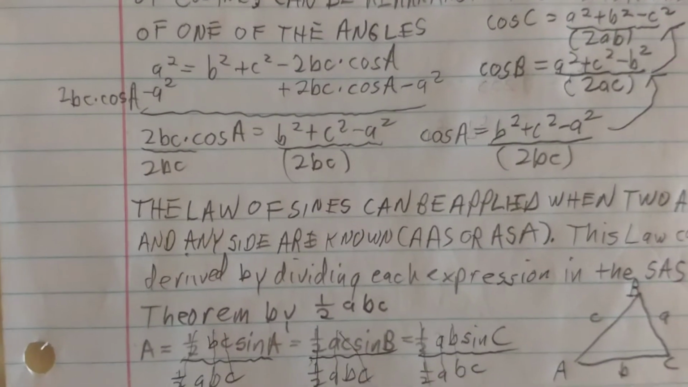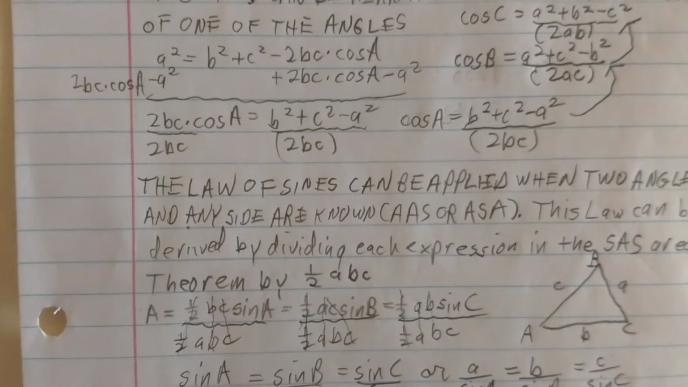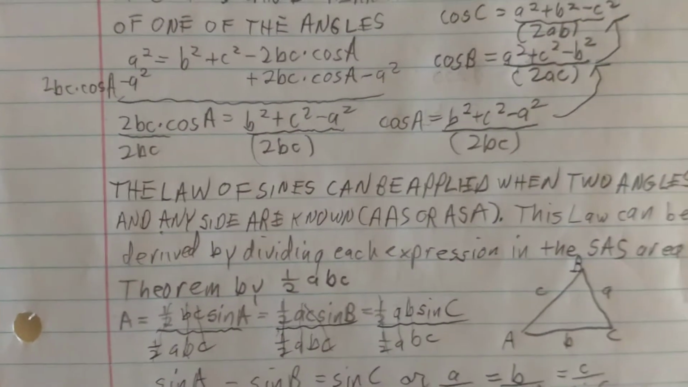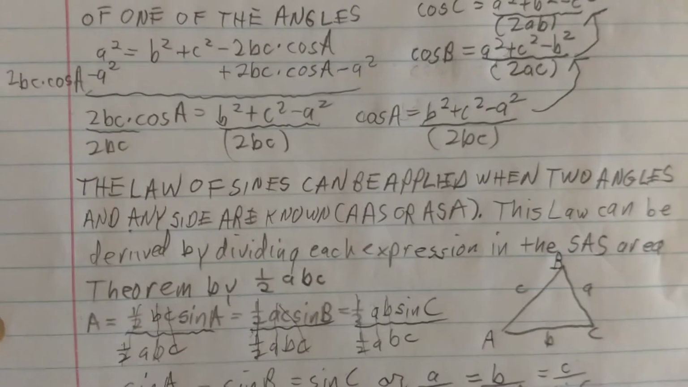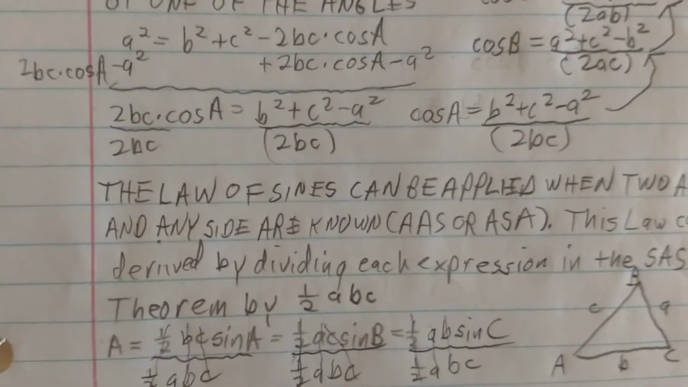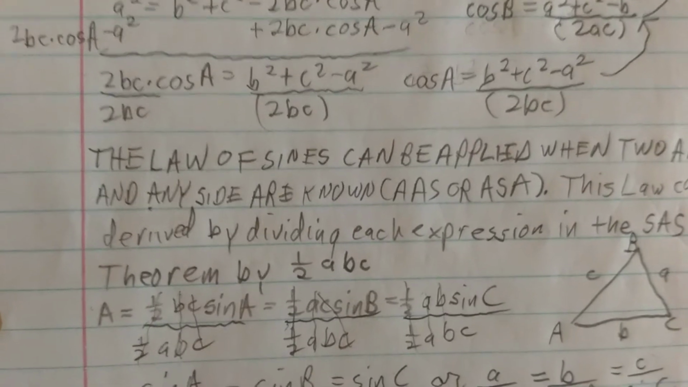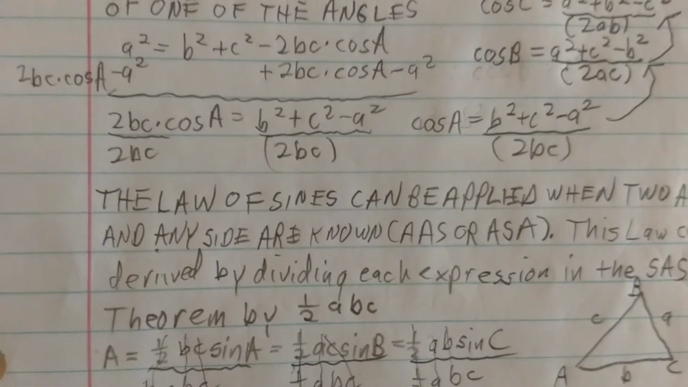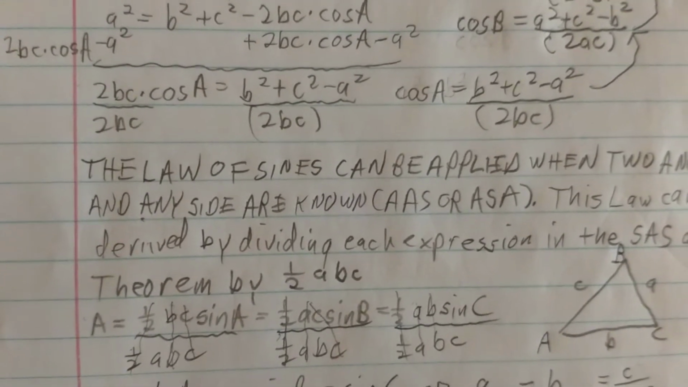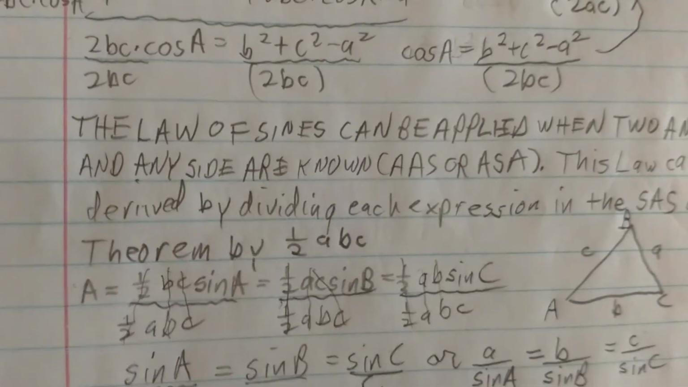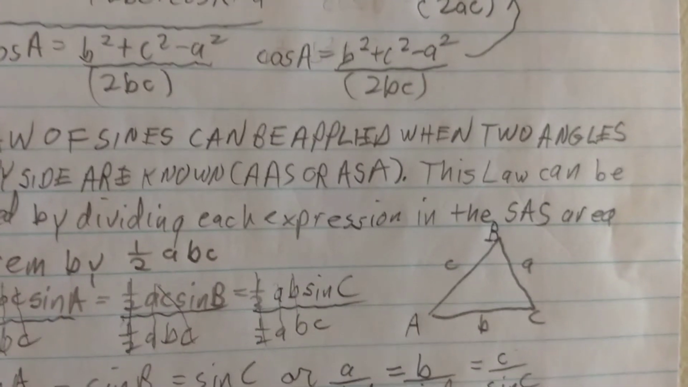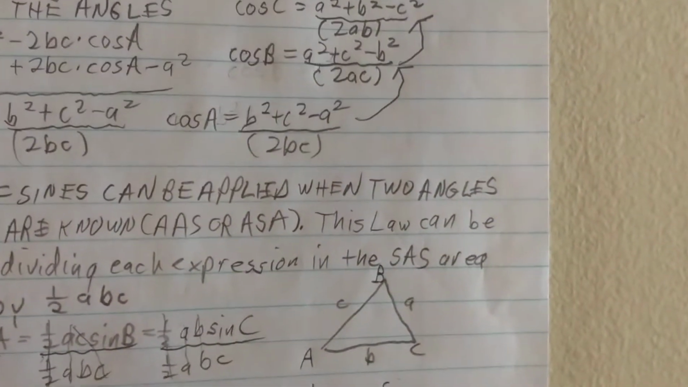So if I start out with a squared equals b squared plus c squared minus 2bc times cosine A, and I subtract a squared from both sides, and I also add 2bc cosine A, in other words, I'm bringing a squared over to the right and 2bc cosine A over to the left, then I have 2bc cosine A is b squared plus c squared minus a squared. Now I divide both sides by 2bc, and now I've got it. Cosine A is equal to b squared plus c squared minus a squared over 2bc, like we just did in our previous example. And I can do this for the other angles.